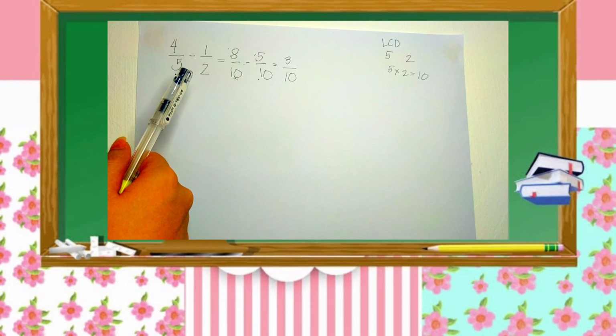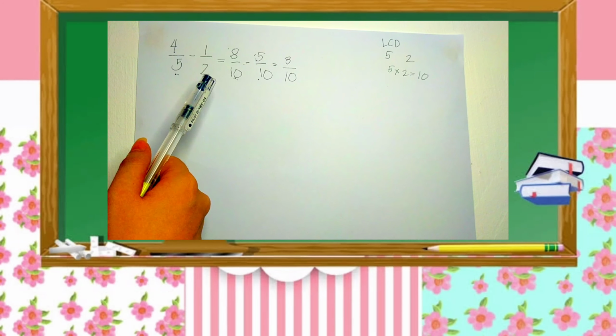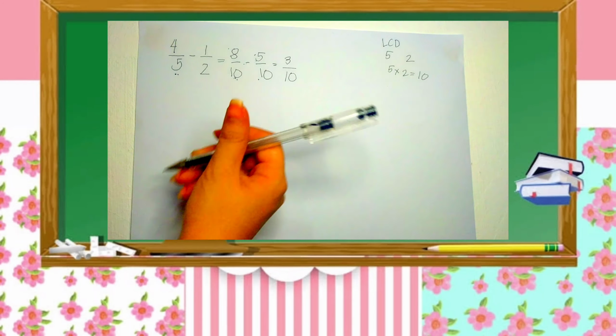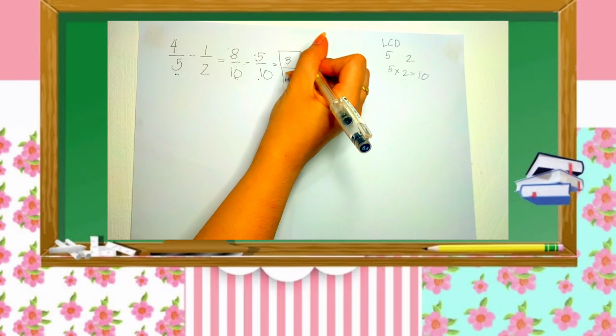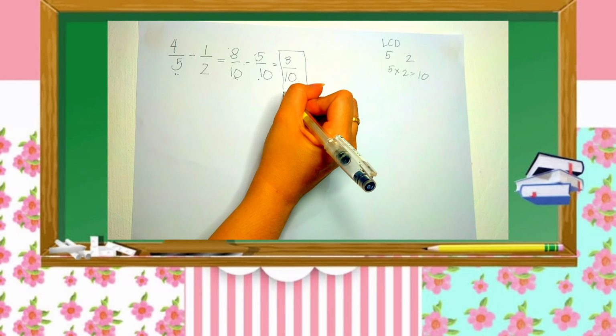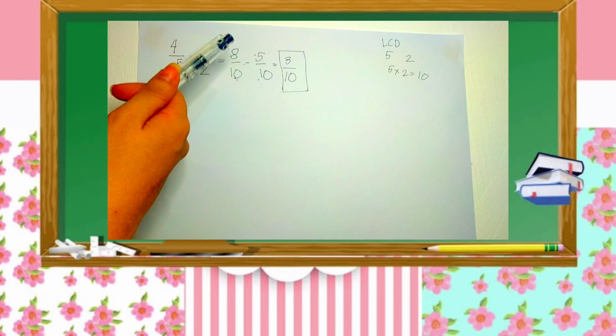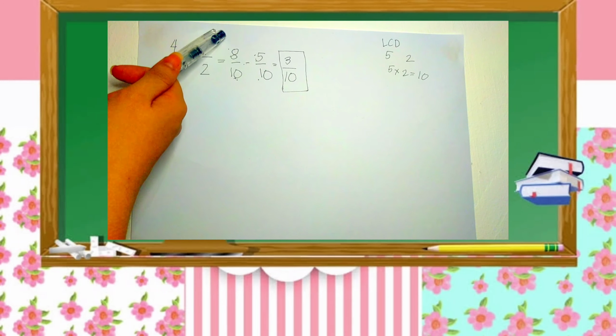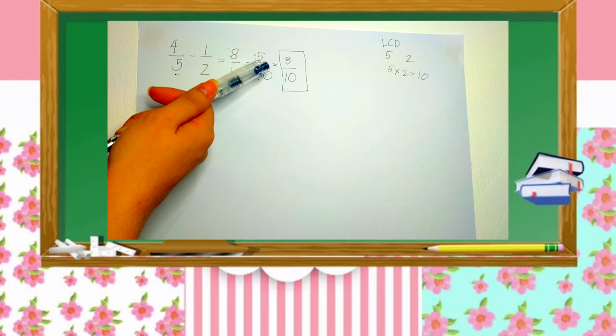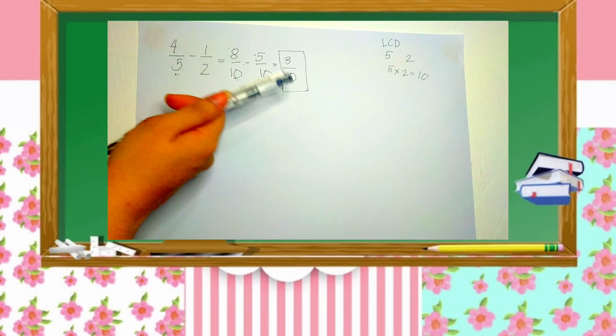Let's reduce the answer to lowest term if possible. But this 3/10 is already in lowest term, so this is the final answer. 4/5 minus 1/2 equals 8/10 minus 5/10 equals 3/10.